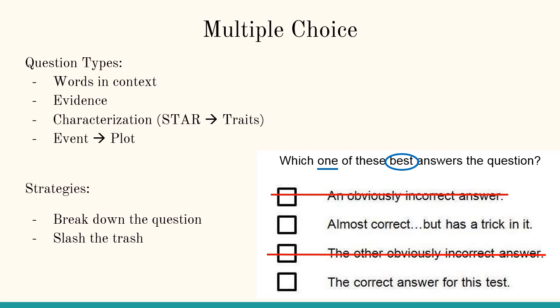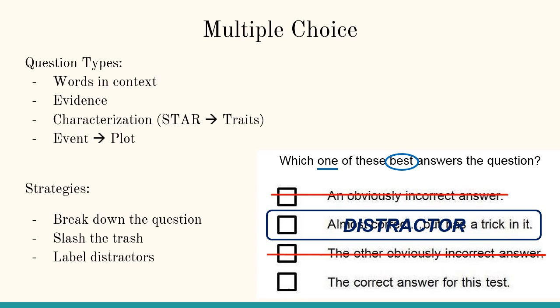Once you've narrowed your options down to a couple, you want to look for answers that are distracting because they're partially correct, but not completely correct. Maybe the prompt is asking you to identify two things and it identifies one of them correctly. Once you've labeled distractors, you can choose the best answer, and that will often get you a really strong performance on multiple choice.